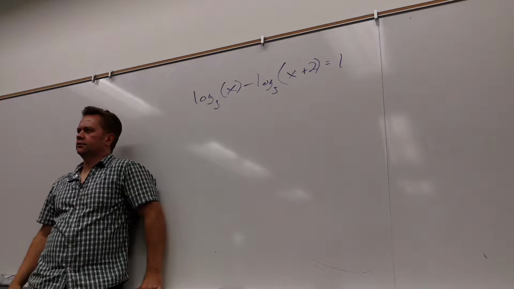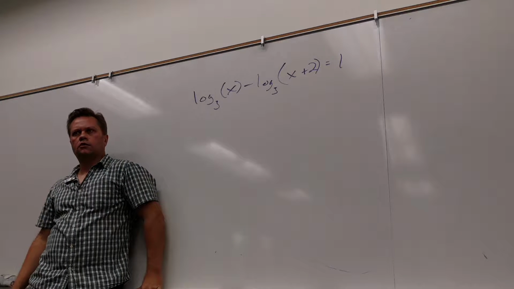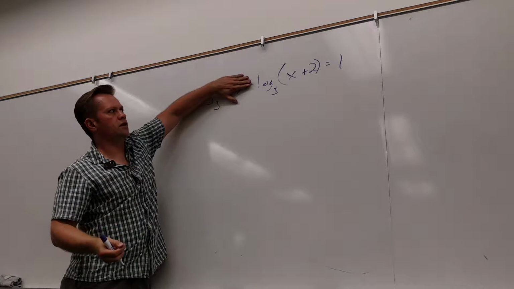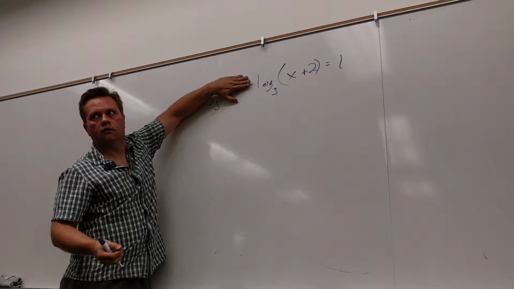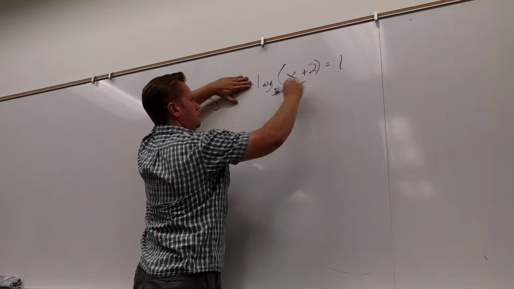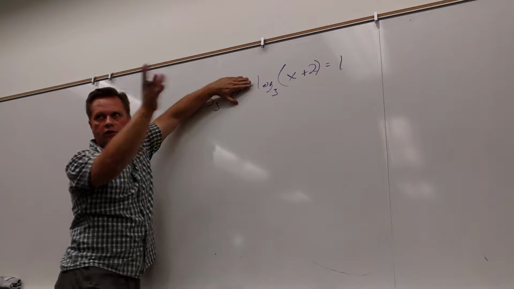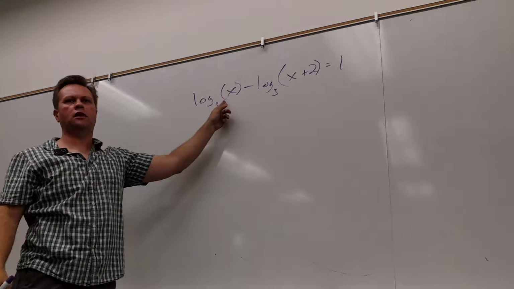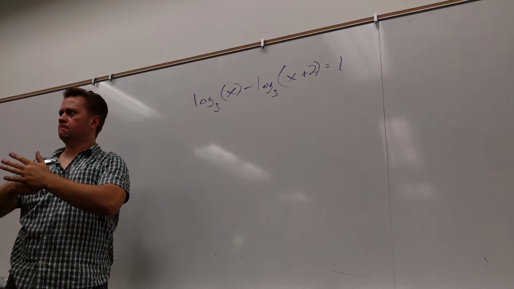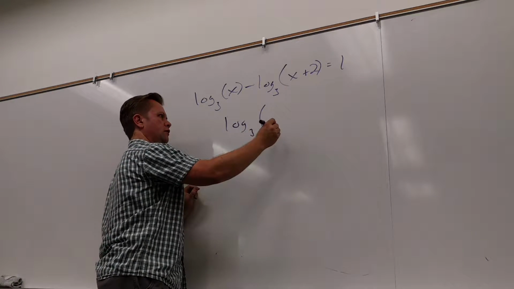Let's see if this has an answer. So what do I need to do first? If this stupid thing wasn't there, what could I do immediately? What can I do with this immediately? 3 to the first power equals x plus 2, right? I get rid of the logarithm by rewriting it. That stupid thing is in my way, so what can I do between these two? This would be log base 3 of.